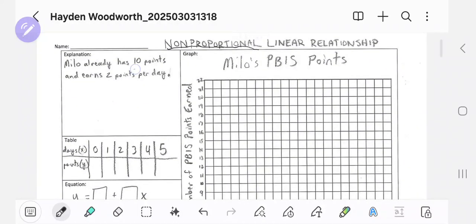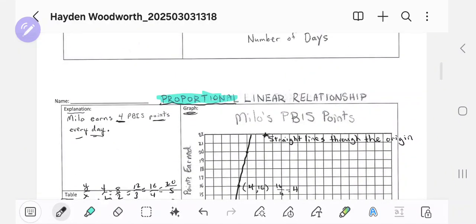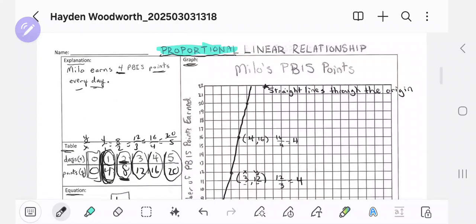So now he has 10 points already, and then he earns 2 points per day. Still a relationship between two quantities. What are quantities? The countable things, right? The things we're measuring. So what are we relating? We're relating the number of days to the number of points. Those are our two quantities. Now, how is this different already? Well, if we look back at the other one, there's only one unit rate. There's no upfront amount. He didn't get to keep any. At 0 days, he had 0 points.